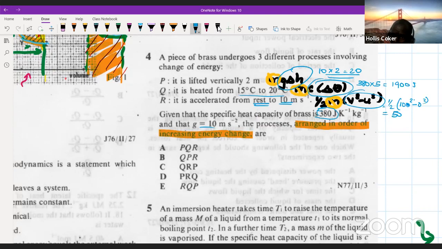So the smallest is 20, that's number 1. The next one is number 2 here, 50, and then 1900 is the largest. So I think we can see clearly that the smallest is definitely P. The second one is R, so it's P, R, Q. P, R, Q. That's our answer.